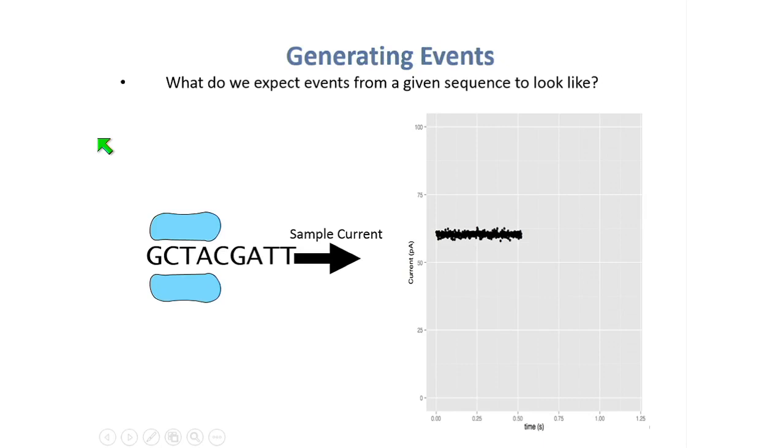So we need to make a model that really allows us to understand what's going on in the system. And so this is a kind of naive model of the data. So you have this sequence going through the pore, GCTA, CGATT. And we try and imagine what the current signal, adding in some noise, because we know there's noise in the system, we imagine what that would look like in an idealized way. So that's the first event. And then as it goes through, one base at a time, we get another event, and another event, and another event, and another event. And you'll notice that the lengths of these events seem to be non-uniform. And you'll notice that the amount of noise associated with events tends to be different.